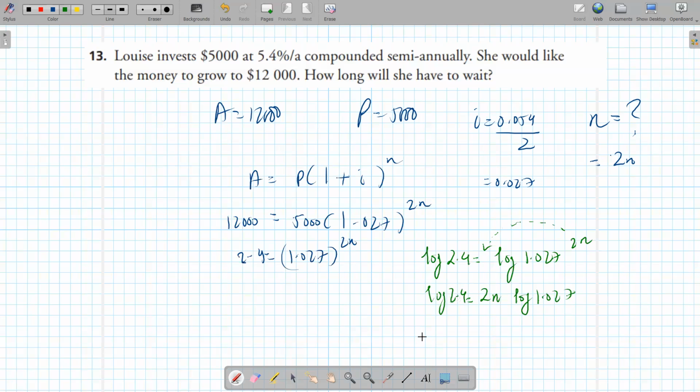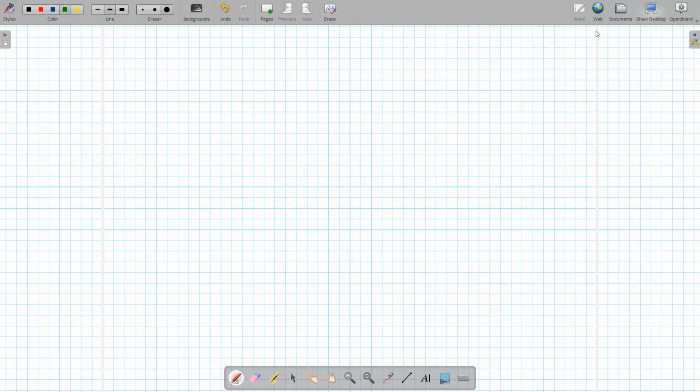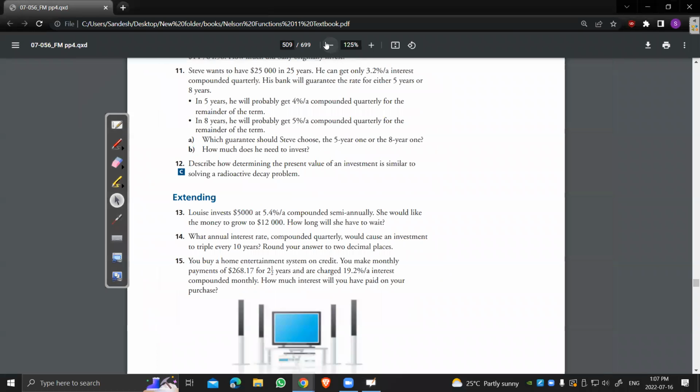Now you would divide by log and then by 2. That's right. So log of 2.4 divided by log of 1.027 divided by 2. And that gives us n is 16.4 years. So it's going to take 16.4 years for her money to more than double, which isn't a bad time, to be honest. 16.4 is pretty good.